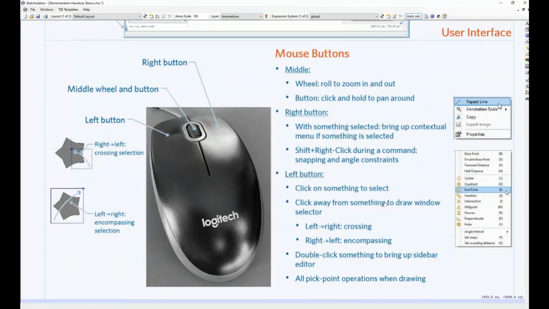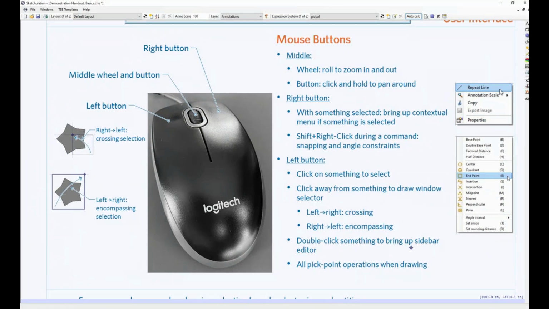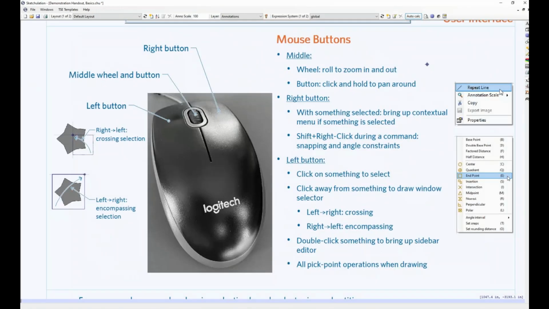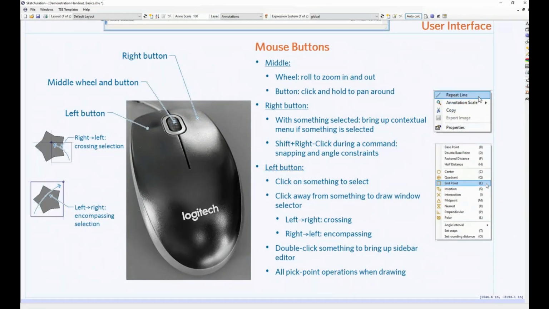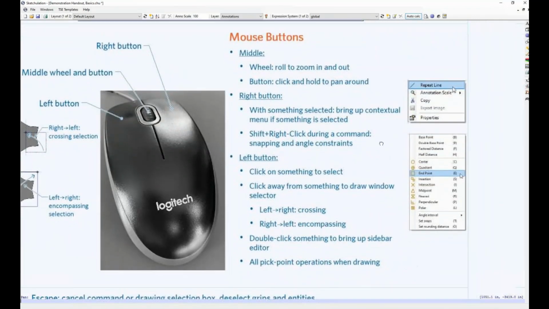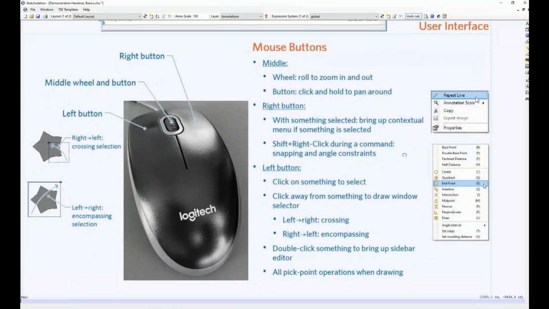Now, mouse buttons. First thing you need to know when you open the program is that the middle button is kind of like many other programs. If you use the wheel and you roll the ball, it zooms in and out. And if you push it down, you pan. And if you're using a laptop and you don't have a middle button, then there is a pan command. So if I start to type pan, you'll see over here the pan command shows up. And so I can use my left button to pan if I don't have a middle button.